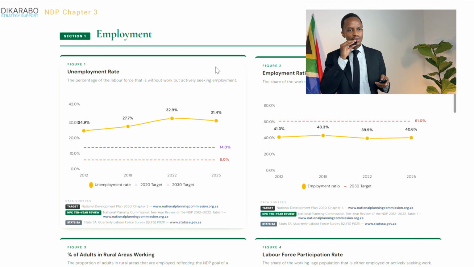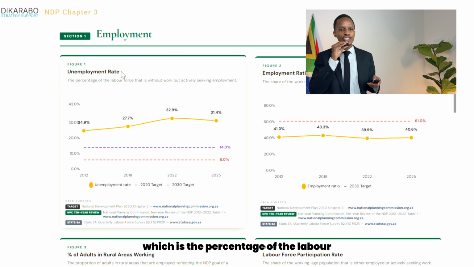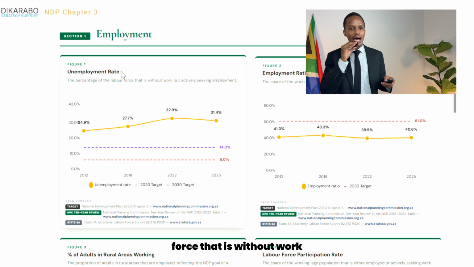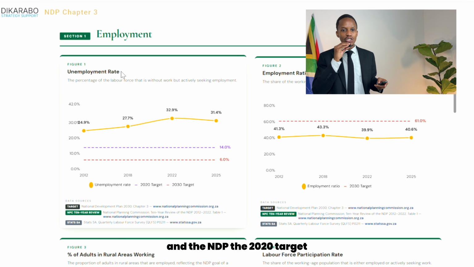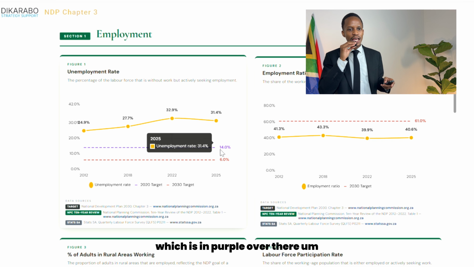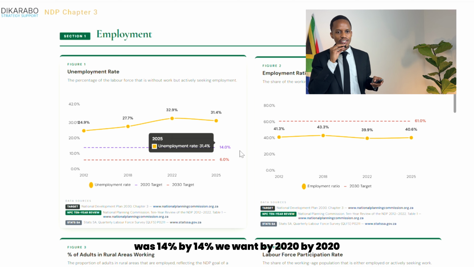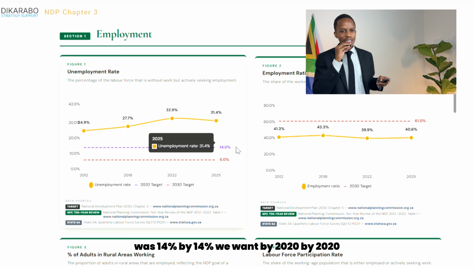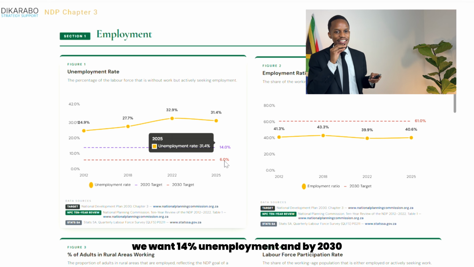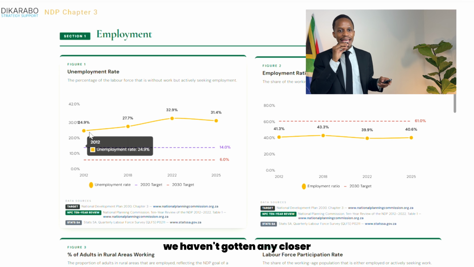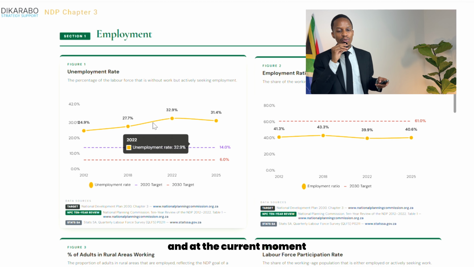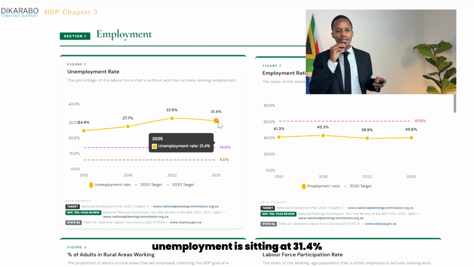So the first target that we look at is the unemployment rate, which is the percentage of the labor force that is without work but actively seeking employment in South Africa. In the NDP, the 2020 target, which is in purple over there, was 14%. By 2020 we want 14% unemployment, and by 2030, the target was 6%. And we can see from 2012, we haven't gotten any closer to that 6% target that we're aiming toward for 2030. At the current moment, unemployment is sitting at 31.4%. So very far off from the target there.